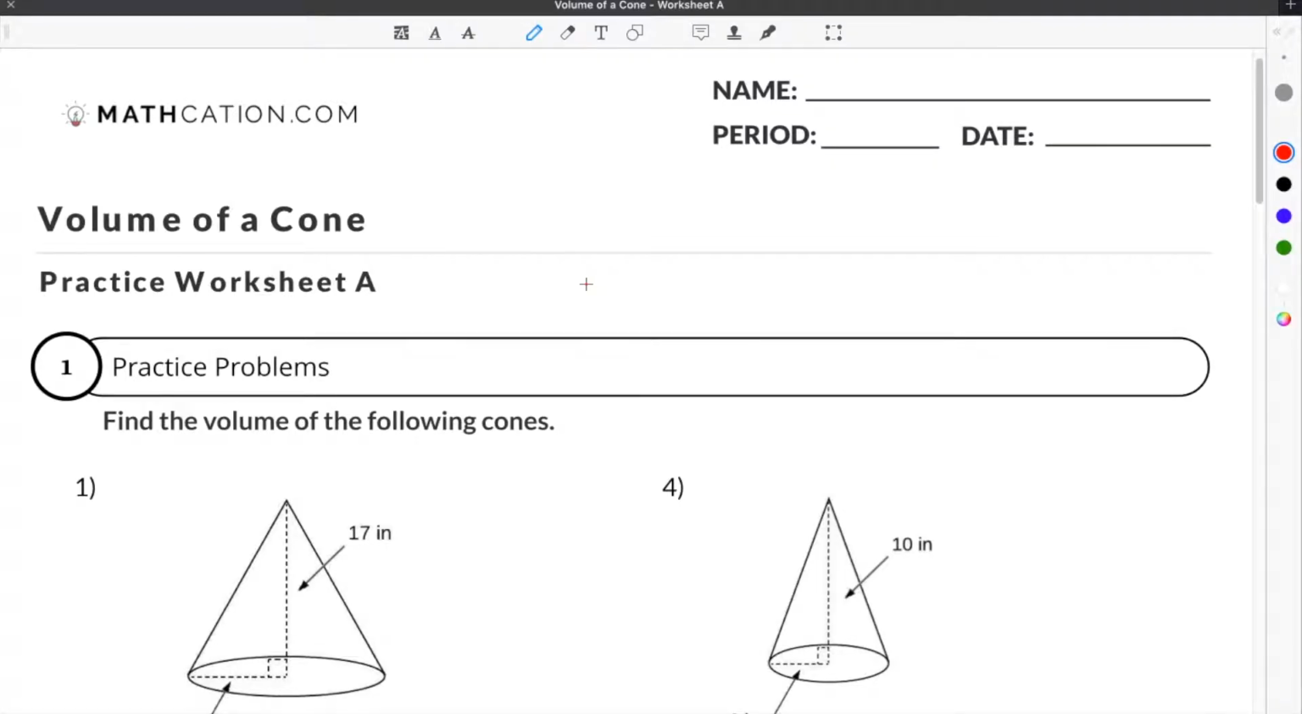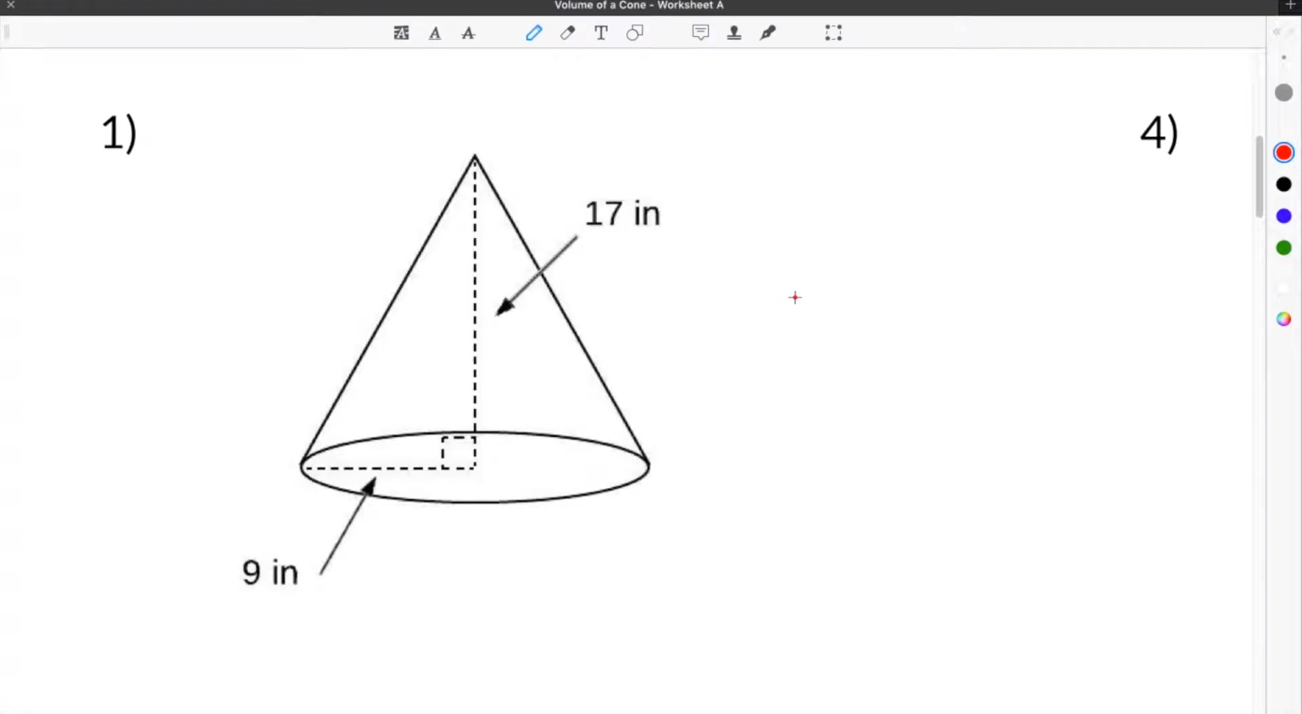This video is about how to find the volume of a cone, and we are at our volume of a cone worksheet in order to show you some example problems. The first step in finding the volume of a cone is to figure out the volume of a cone formula. In order to figure out the volume of a cone formula, you have to use a formula that you should already know, which is volume of a cylinder.